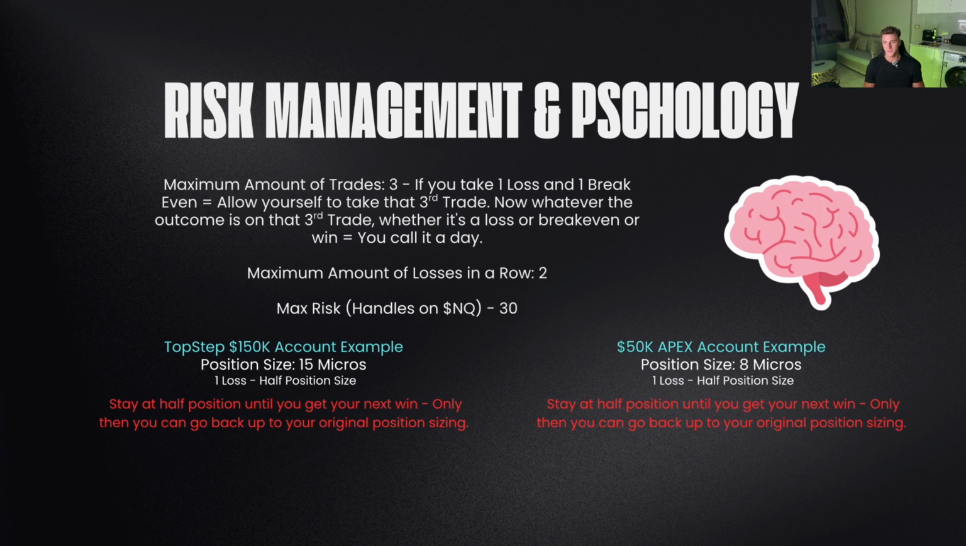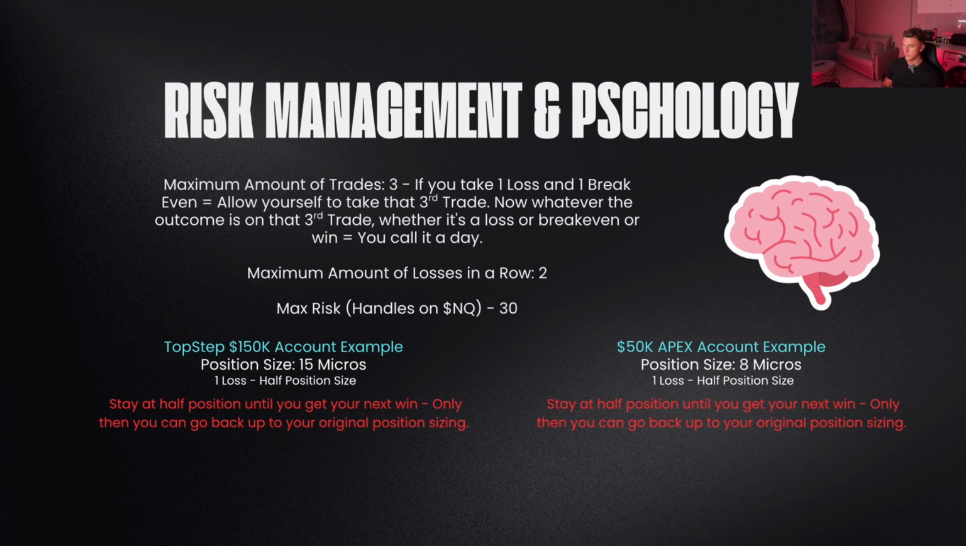Most people, when they take a loss, they actually double their risk and they increase their risk, okay? I don't see the point of that. Why would you increase your capital when you're clearly wrong and you're doing something wrong in the market, you're taking a loss? You need to step back, reduce size down, and stay at that size until you get your next win. Once you get your next win, only then can you increase your size back up to that original position size of 15 micros. That's an example for a 150K account with Topstep.